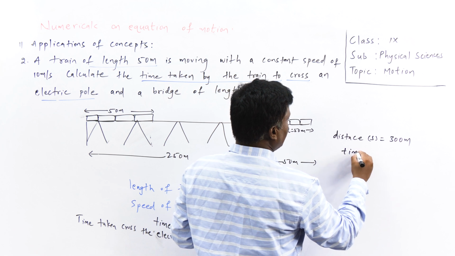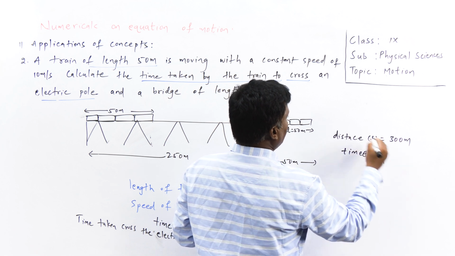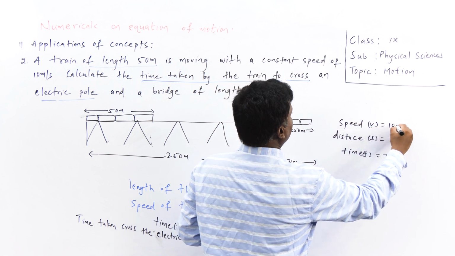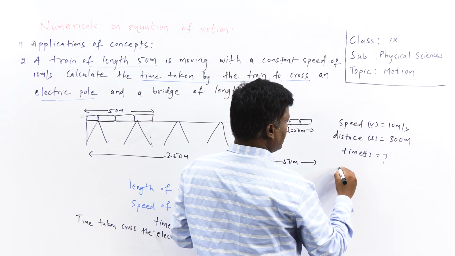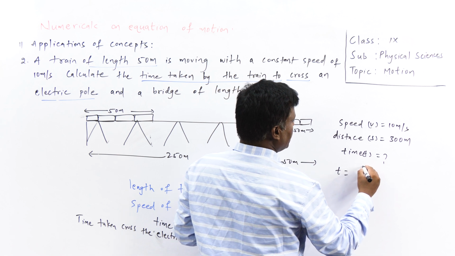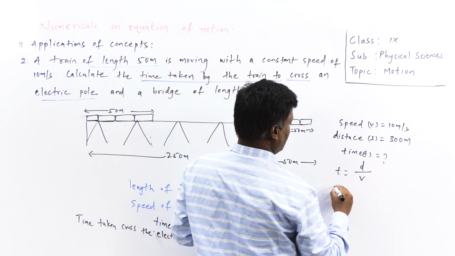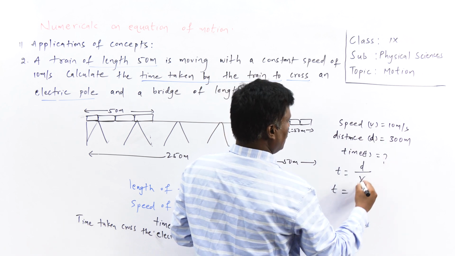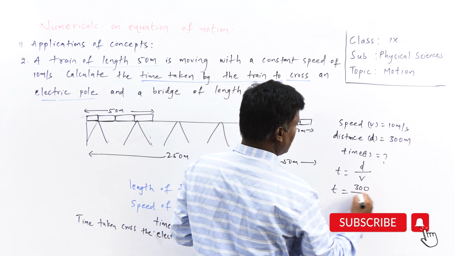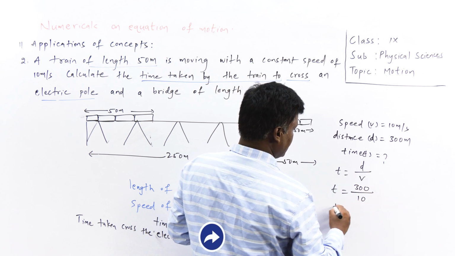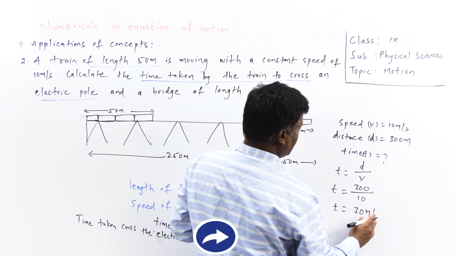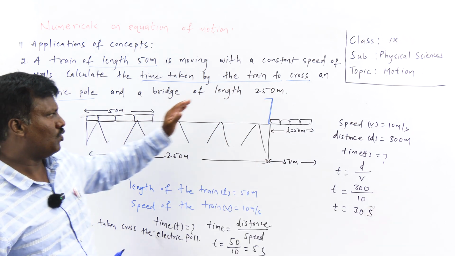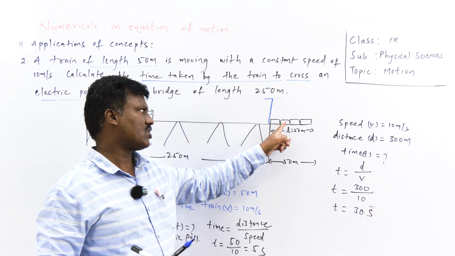And time should be calculated. T is equal to question mark, and the speed of the train is already given, the same, 10 meters per second. So same formula: time is equal to distance by speed. What is the distance traveled here? Distance traveled is equal to 300 meters. Speed is equal to 10. So T is equal to 30 seconds.